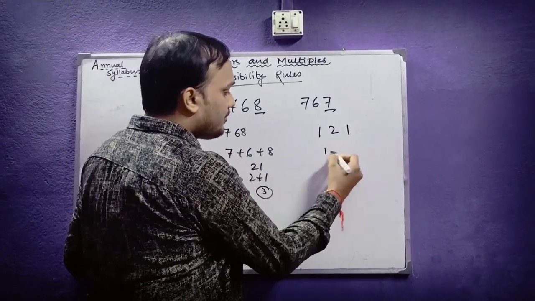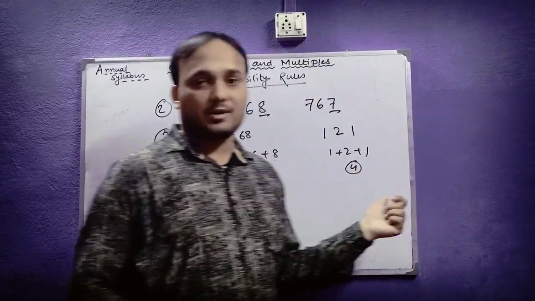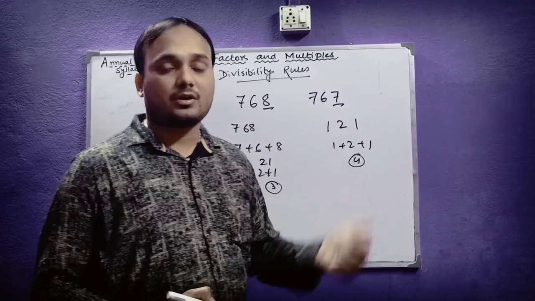Okay, one more example so that you understand it better. Take 121. 1 plus 2 plus 1 is simply 4. But 4 is not a multiple of 3. So 121 is also not divisible by 3.